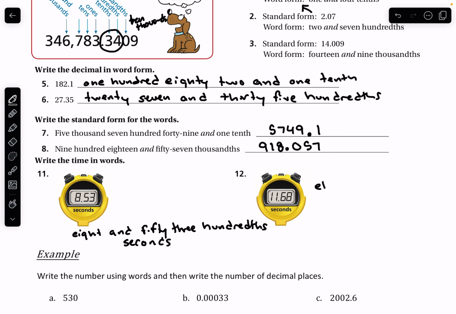11.68. 11. Instead of saying point, you say and. The 68, you just write 68. And then again, you write where you end. You ended in the hundredths place. And the units we're measuring are seconds. If these were a distance, you might use feet or meters or something else.